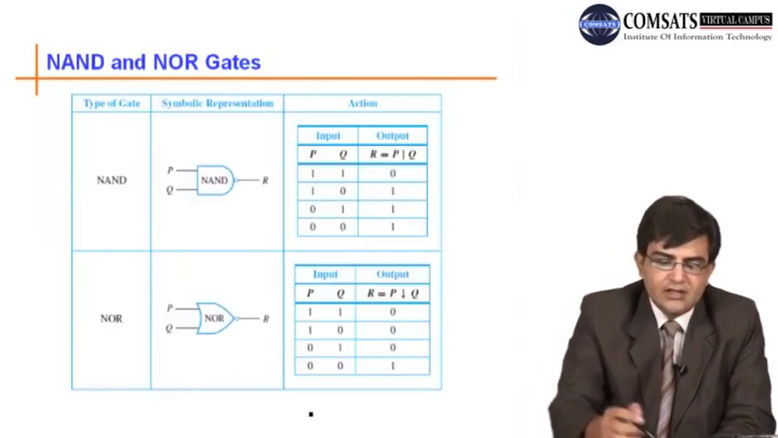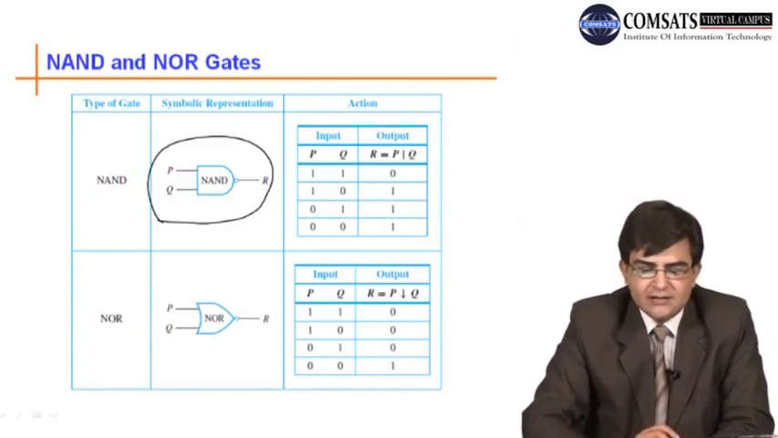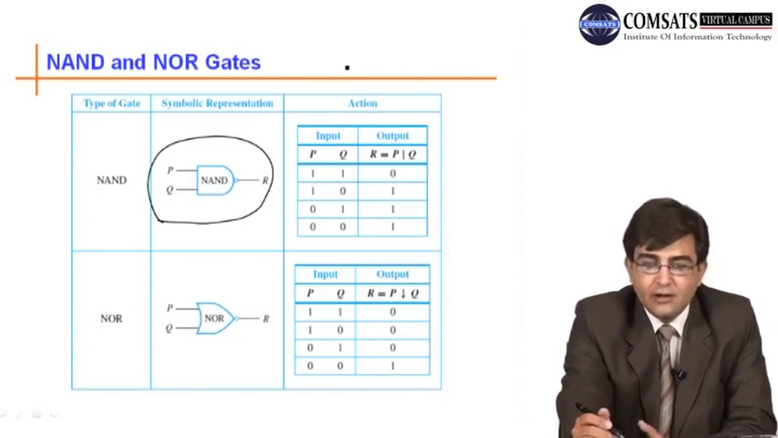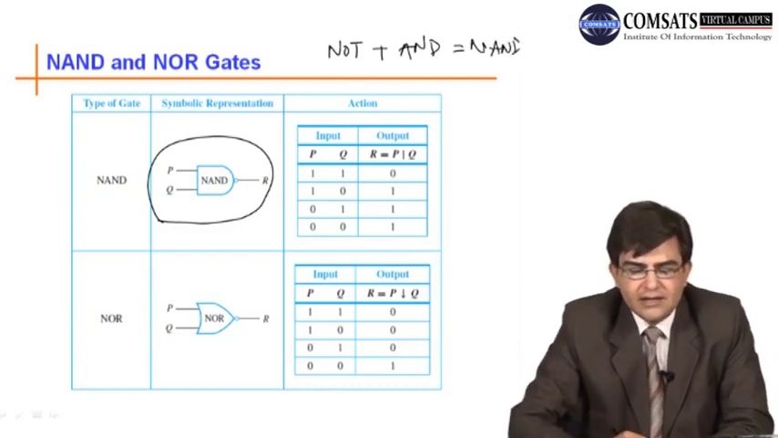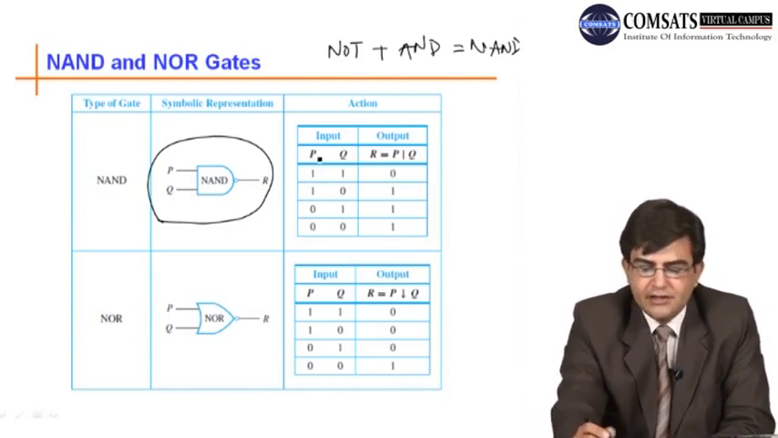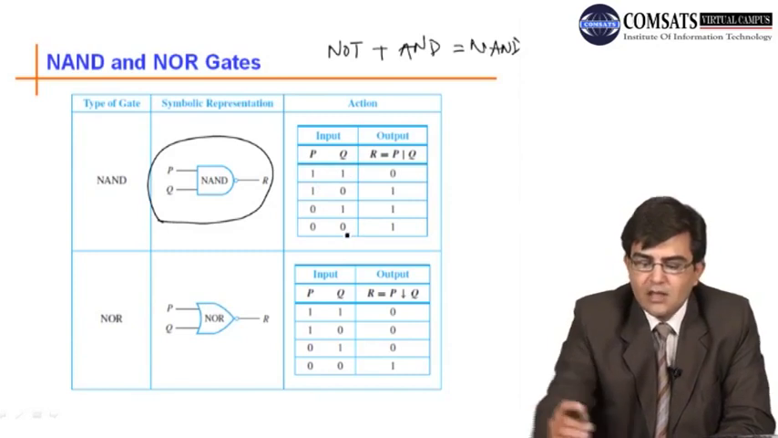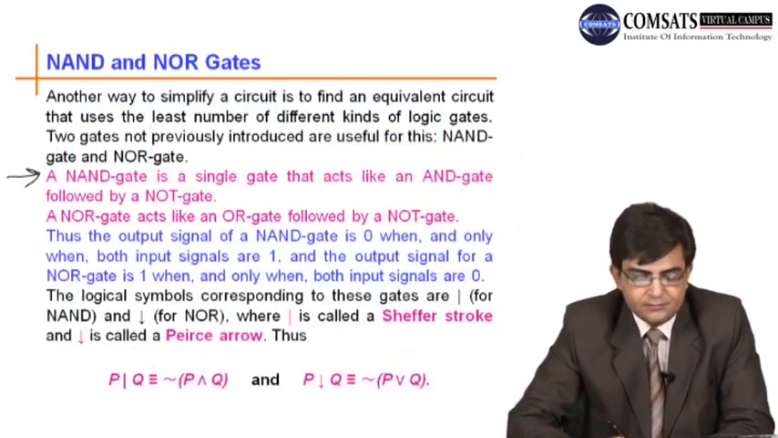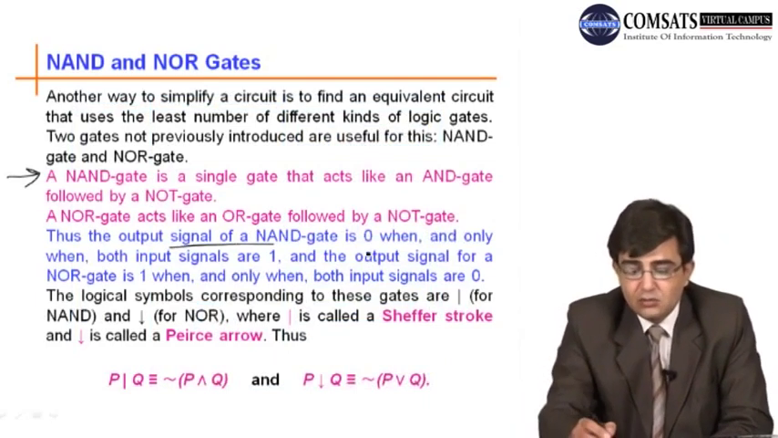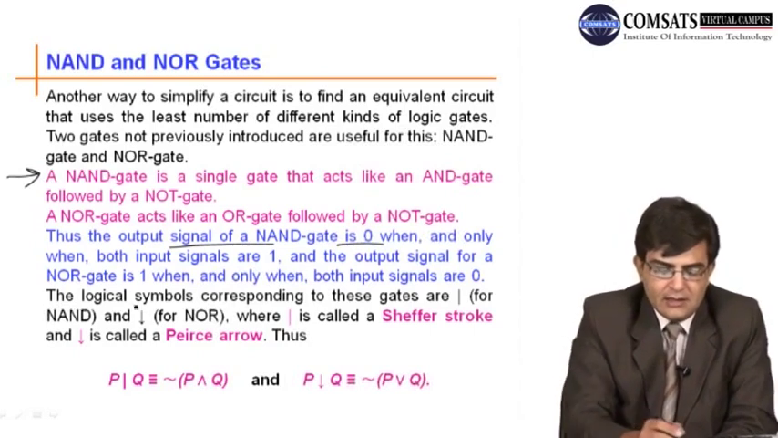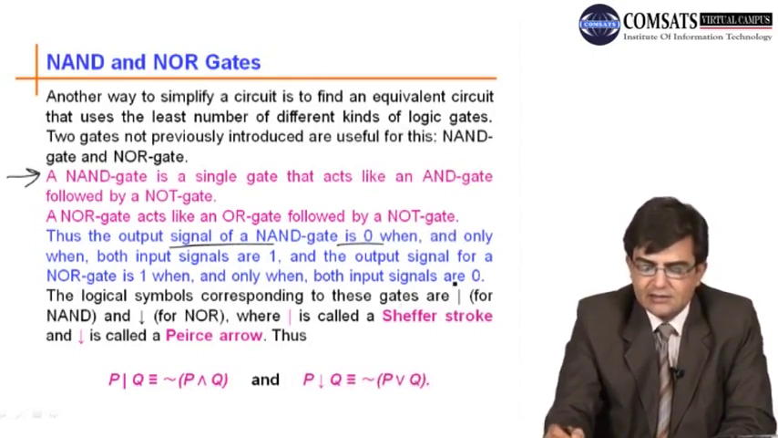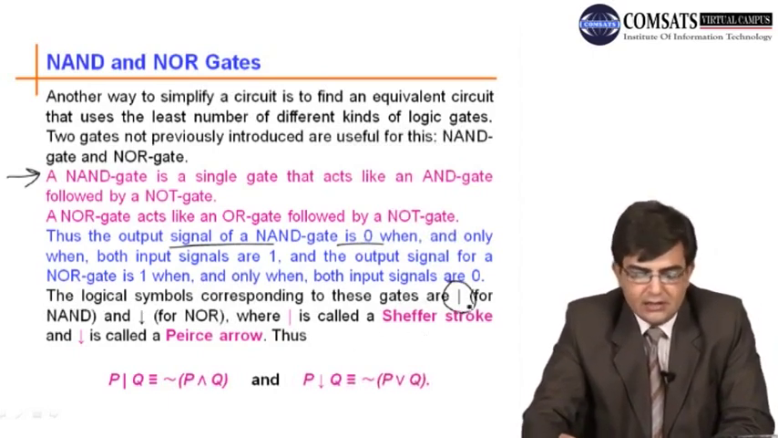The symbolic representation for the NAND gate is this. This is basically the combination of AND and NOT gates. So you can say NOT plus AND gives us a NAND gate. The inputs of this gate are P and Q: 1 1, 1 0, 0 1 and 0 0. What are the outputs? The output signal of a NAND gate is 0 when and only when both input signals are 1. This is the symbolic representation of the NAND gate.